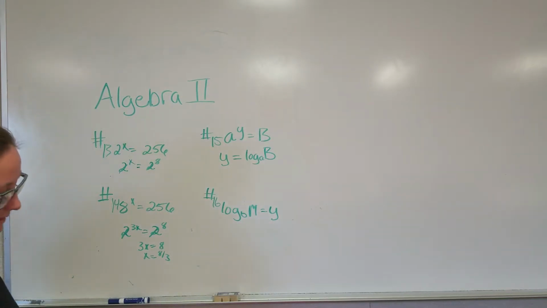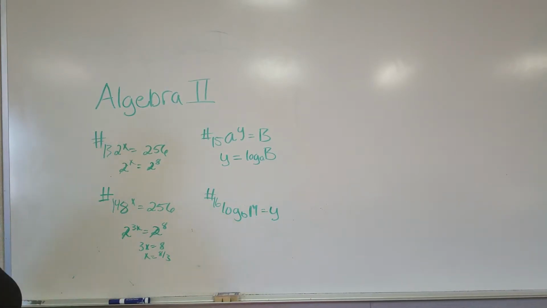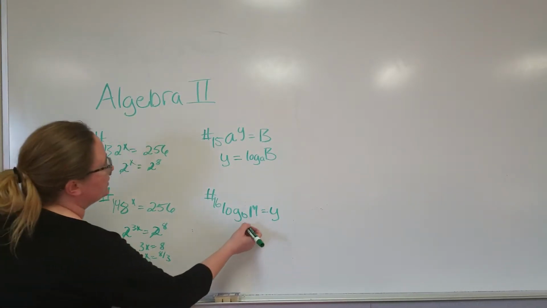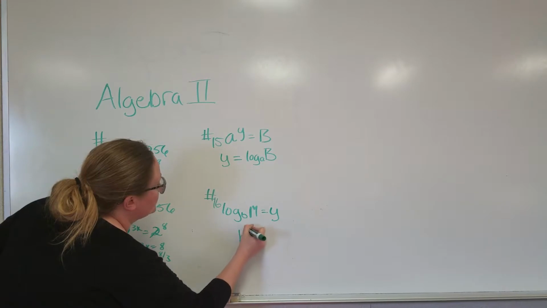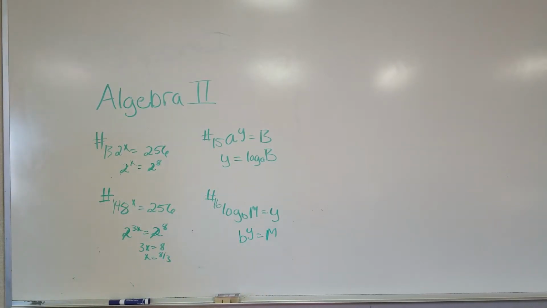In 16, they just want you to do the opposite. This one is already in logarithmic form, and they want you to put it in exponential form. Remember, what you solved for is your exponent. This is your base. So your base is b to the power of y equals m. There it is in exponential form.